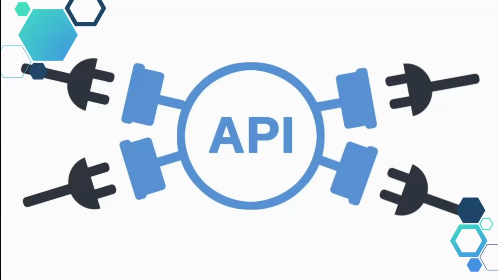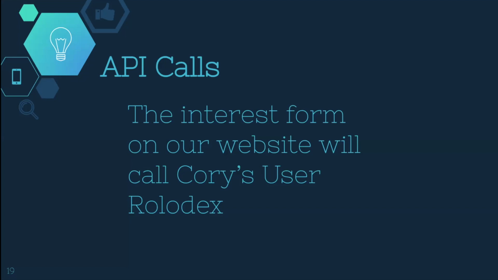The API calls that we'll be making in the Coop website are: the interest form on the website should call Corey's user Rolodex. Tux itself, the front end, uses an API, like calls the back end. So we have our database in the back end.